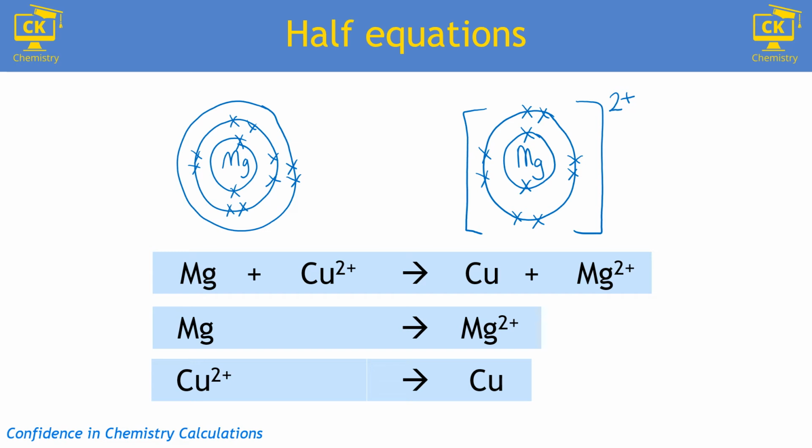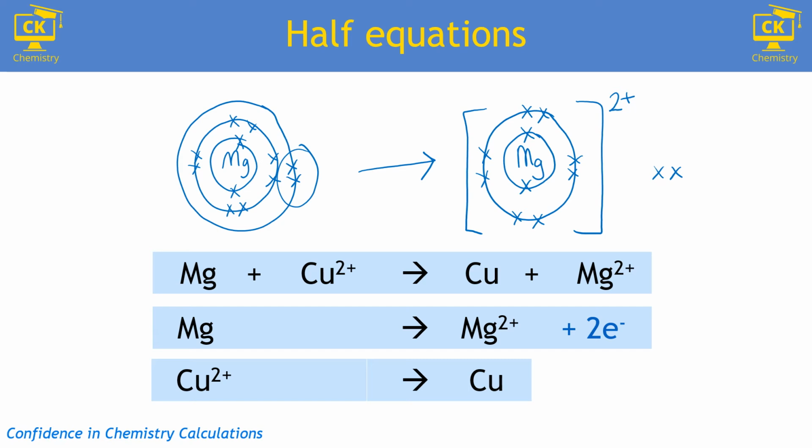We're all quite confident at writing those at GCSE. And then that means that we have 2 electrons left over. So we're going to show that in the half equation as being on the right hand side. You can see that it needs to be on the right in order for there to be the same number of crosses, the same number of electrons on each side of this equation. We started with 12 electrons around the magnesium, we ended with 10, so there are 2 left over.